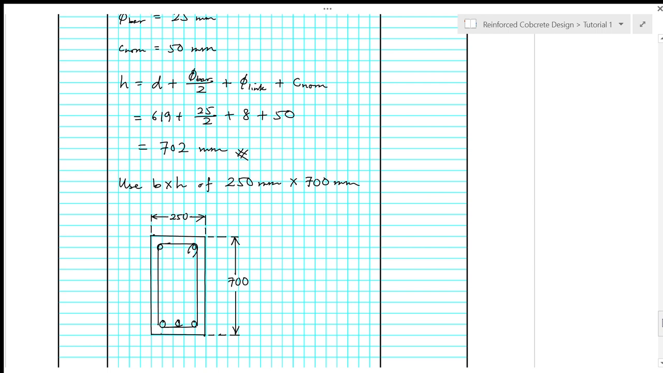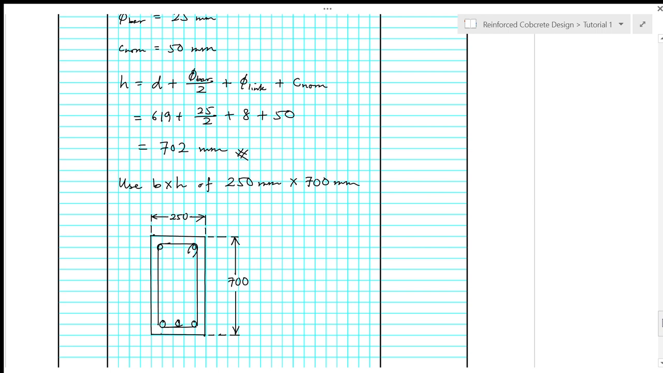After that, we round the numbers of b and h to the nearest 25 mm. So b from the calculation required is 228 mm, and h required is 702 mm. So we can design a cross section of 250 mm by 700 mm for this particular beam.